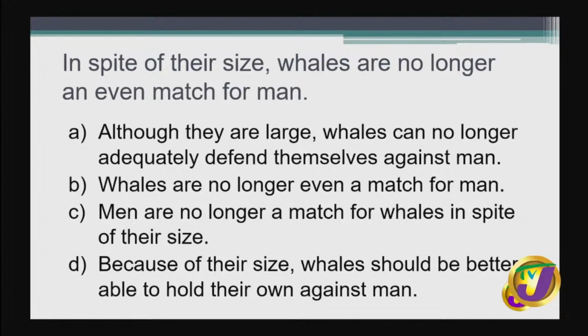Because right there, I'm sure your eyes are just saying, all right, is this one? No, I don't want it. No, wait, hold on there. Read them carefully. You want the one that says this: in spite of their size, whales are no longer an even match for man. Which of your options gives you that meaning or the meaning closest to this? Ready now?